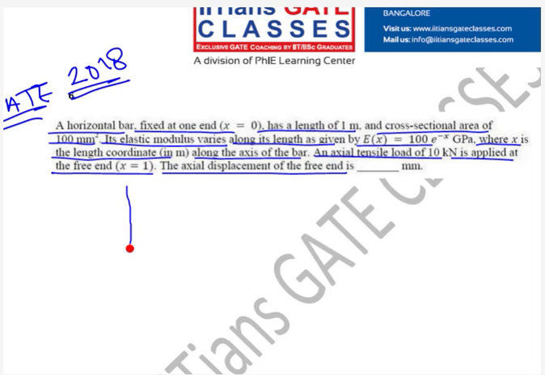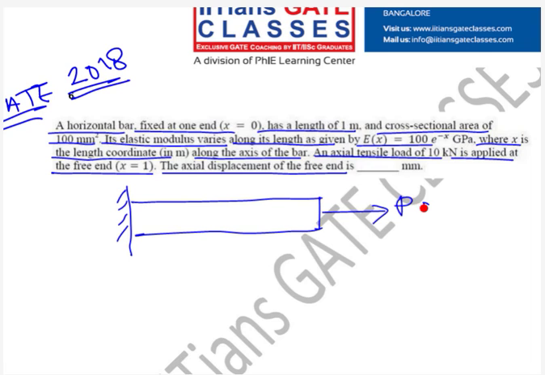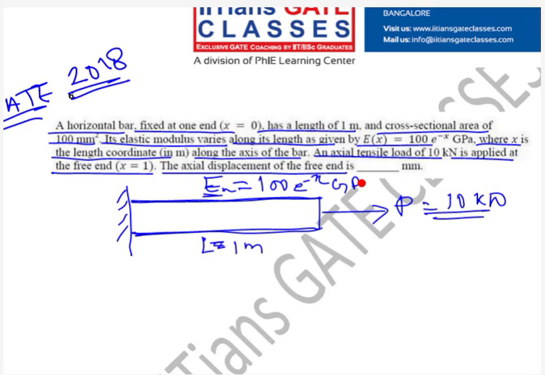So what is the question? There is one uniform cross section bar with end load P equal to 10 kilonewton, the length L equal to 1 meter. Now what is varying here? Your material property E is varying. E is the varying quantity, and what is it? It is 100 e power minus x gigapascal.